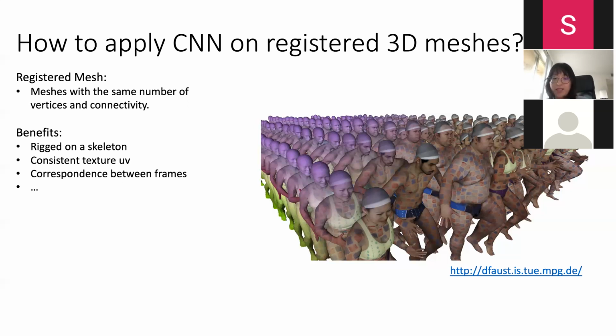And that is why we want to think about how to design a neural network on registered 3D meshes. However, traditional neural networks, for example the CNN architecture, cannot directly apply on 3D meshes. It can usually only apply on regular 2D structures. So how can we solve this problem?